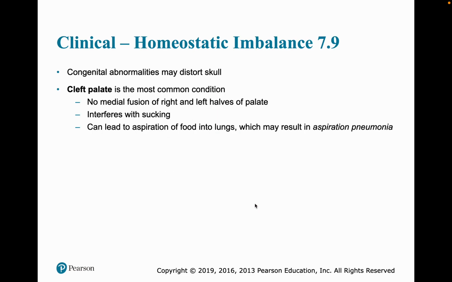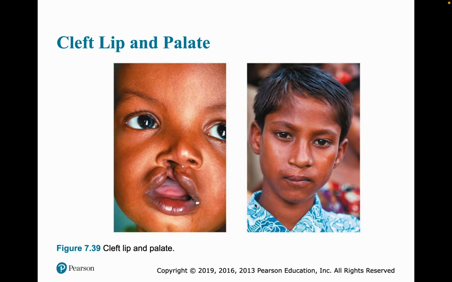Congenital abnormalities can distort the skull. Cleft palate is the most common of these conditions. There's no medial fusion of the left and right halves of the palate. That can interfere with sucking. It can lead to aspiration of food into the lungs, which may result in aspiration pneumonia. Here are images of a cleft lip and palate, and then following the surgical repair.